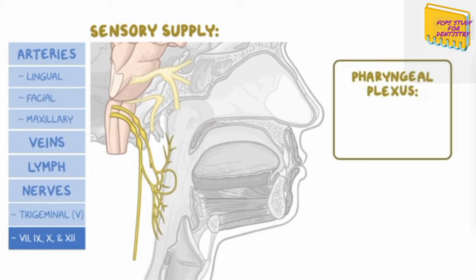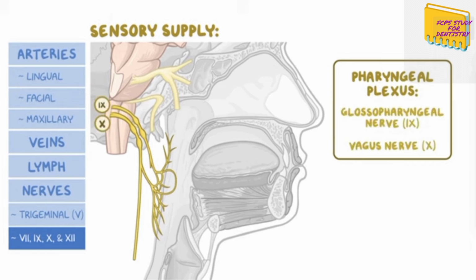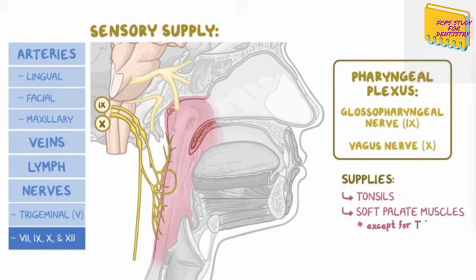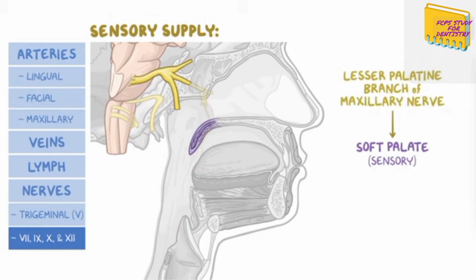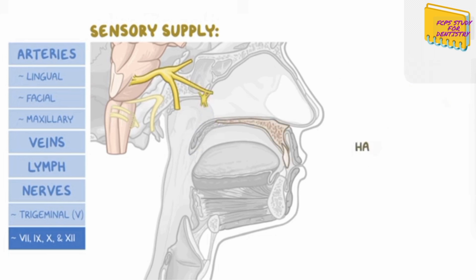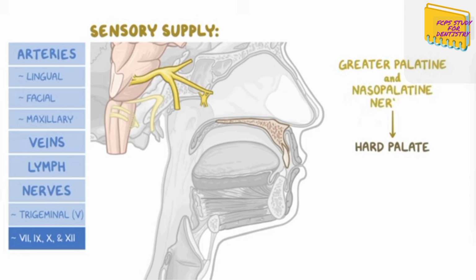Now, the pharyngeal plexus is a nerve cluster formed by branches from the glossopharyngeal and vagus nerves. The pharyngeal plexus supplies the tonsils and soft palate muscles, except for the tensor veli palatini. Sensory supply to the soft palate comes from the lesser palatine branch of the maxillary nerve. Finally, the hard palate is supplied by the maxillary nerve's branches, the greater palatine and nasopalatine nerves.